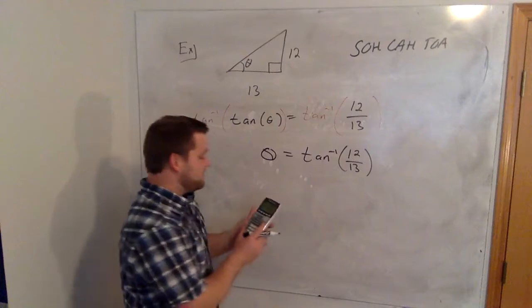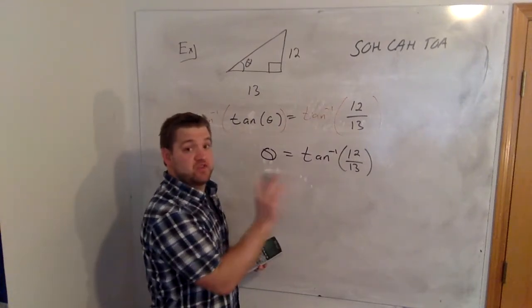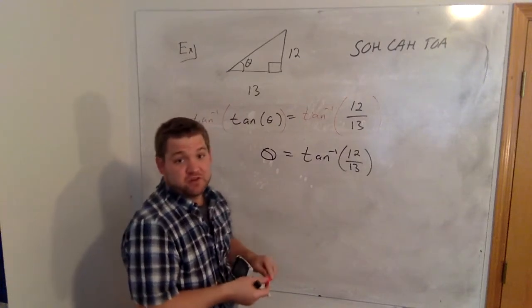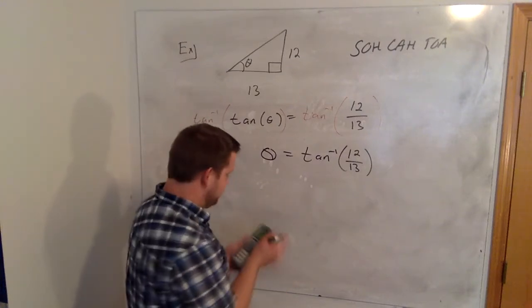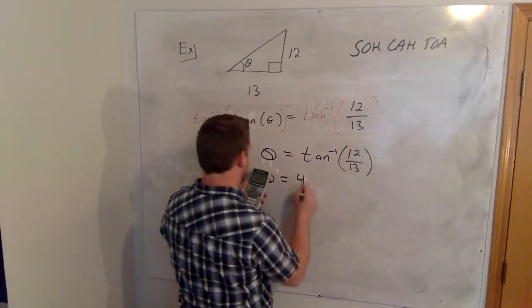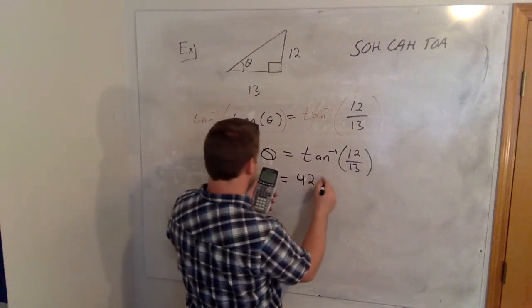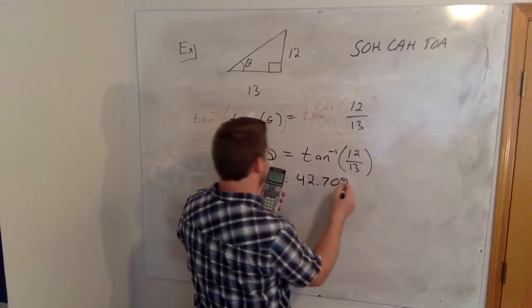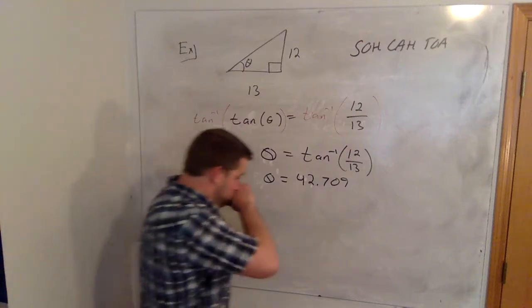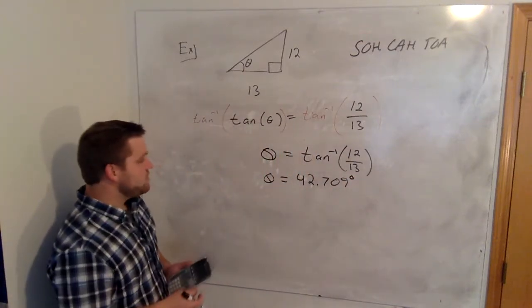Remember, inverse functions eat ratios and spit out angles. The angle it spits out depends on the mode your calculator is in. Right now I'm in degree mode, so this is telling me that theta is equal to 42.709, rounding to 3 decimal places, so about 42.709 degrees. That's how we find theta.